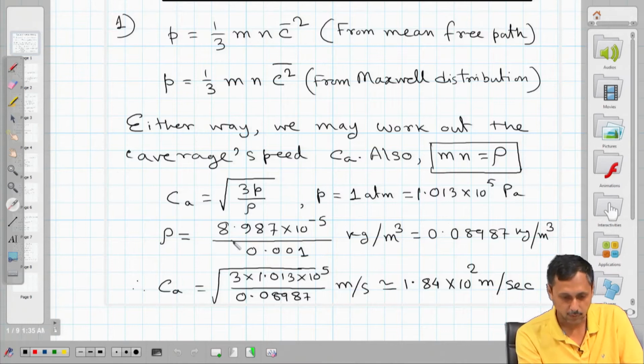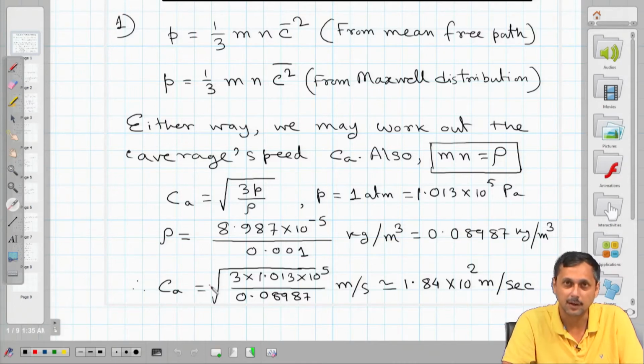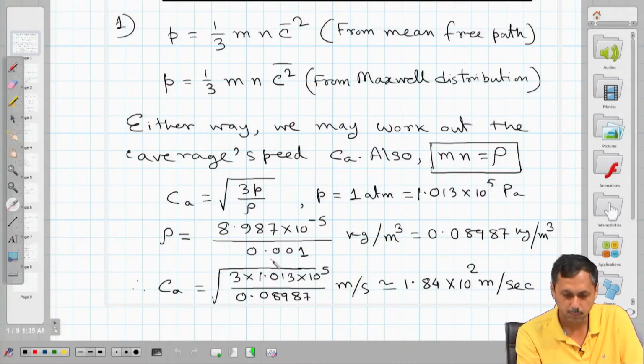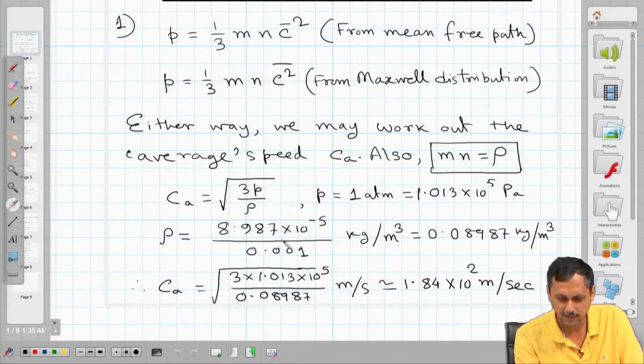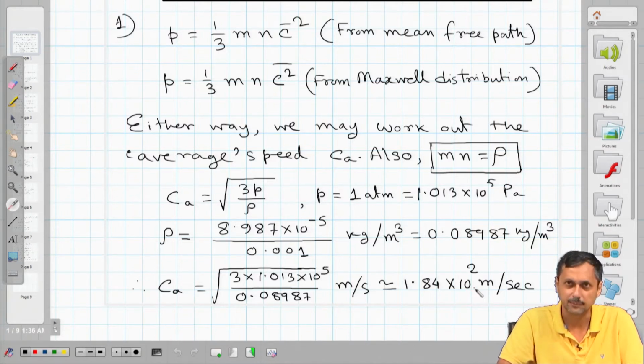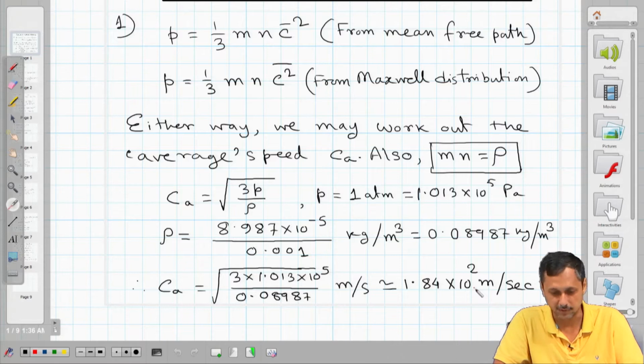So, now rho is given, or the weight is given for 1 liter of hydrogen. Now, 1 liter is equal to 0.001 meter cubed. So, in units of kg per meter cube, we have 0.08987 kg per meter cube, that is the density. If we just plug in these numbers for rho and p, we get the value of 1.84 into 10 to the power 2 meters per second. So, basically this is 184 meters per second, which sounds reasonable.